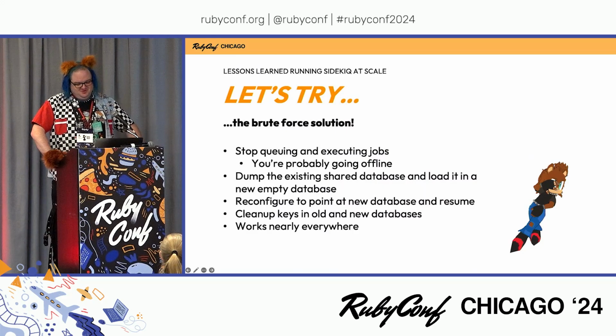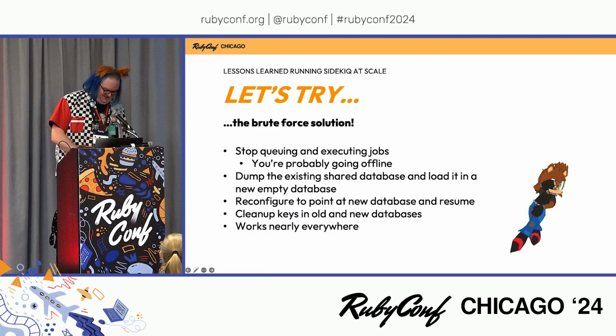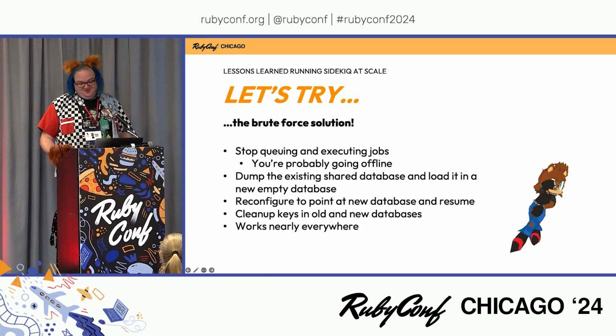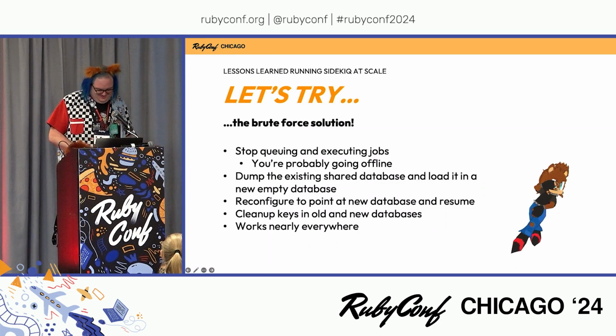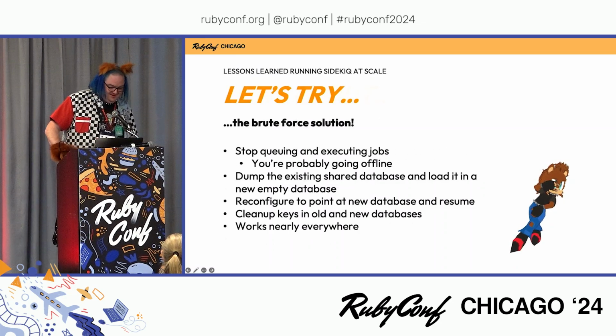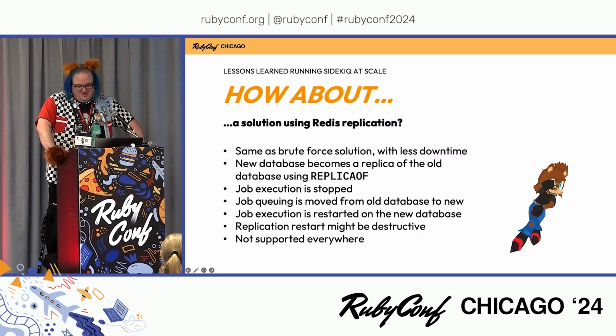So the brute force solution. What would that be, right? It's the simplest. Shut everything off, copy, paste. No, that doesn't work. You could do it if you can go offline, but that doesn't work at scale, right? So what's the second one you might try? Well, Redis replication, right? That kind of works. With this, the job queuing never stops. You can still write, but you can't read. And you don't really have any user-facing downtime.